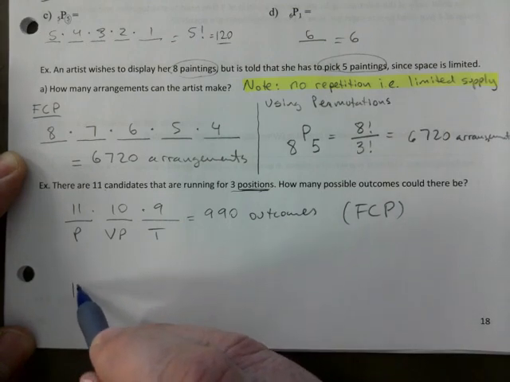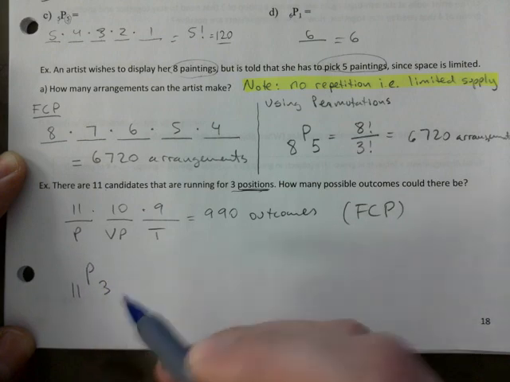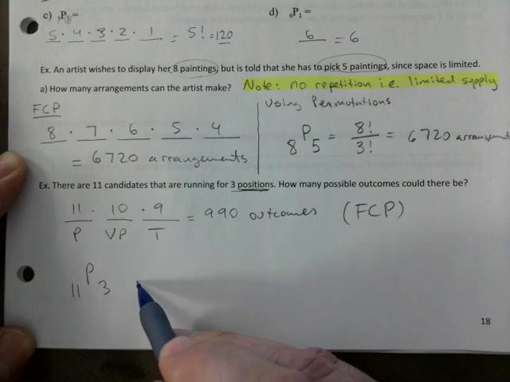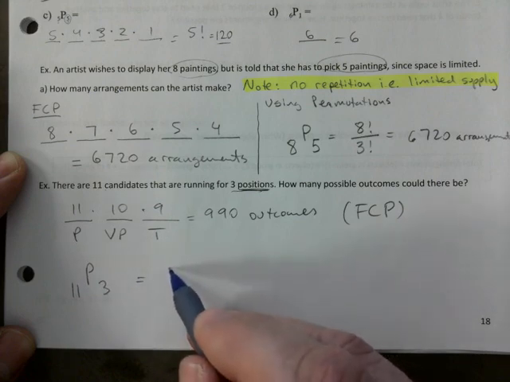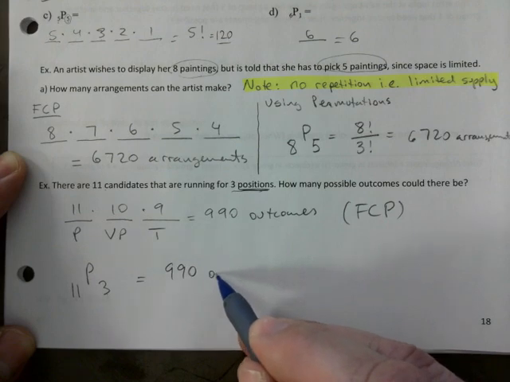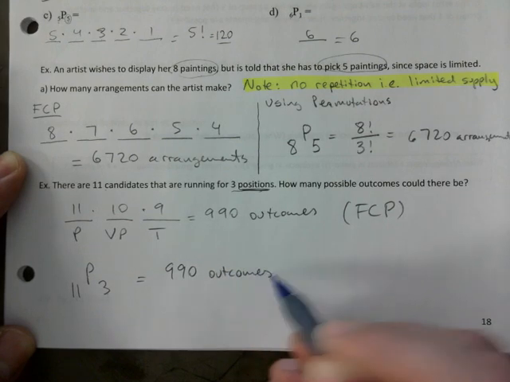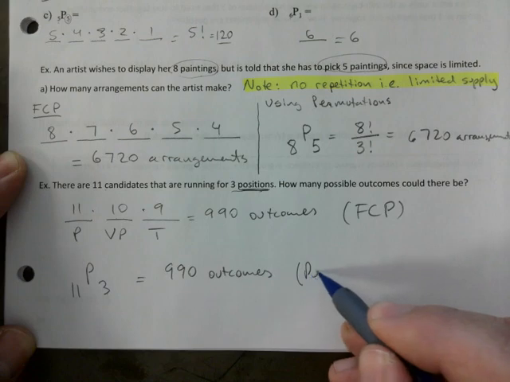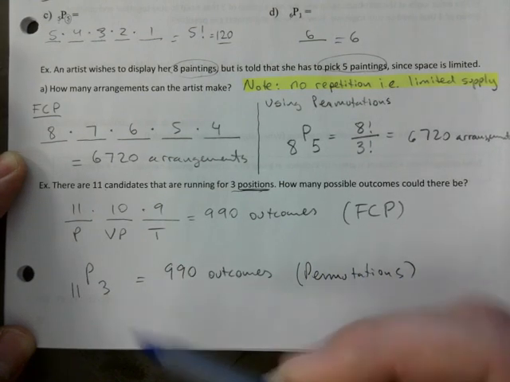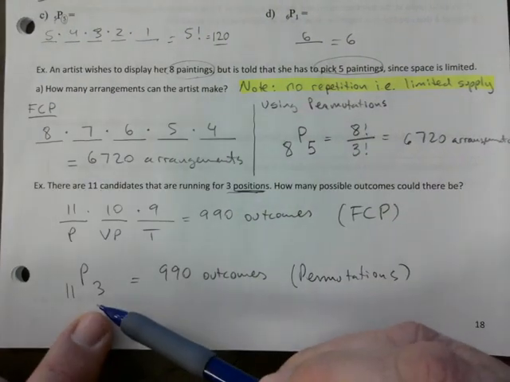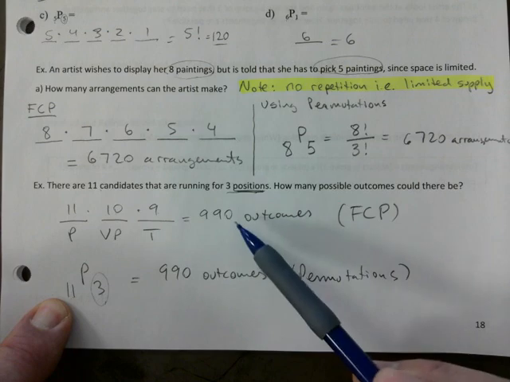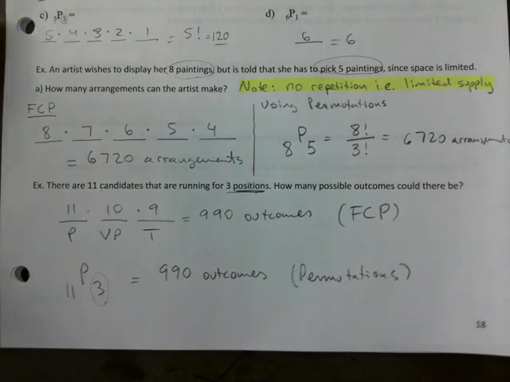Or you could do 11, pick 3. That's another way of reading permutations. 11, pick 3. Okay, so that'll be 990. That's all good. Outcomes or arrangements. We're using permutations here. But you should see the connection, right? If I have 3 slots to fill, I start with 11. It's 11 times 10 times 9, right? That's another way of looking at it.